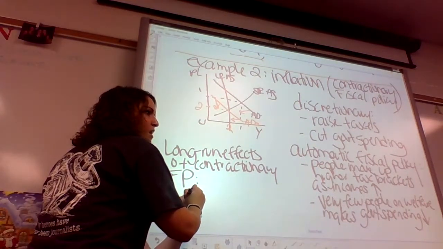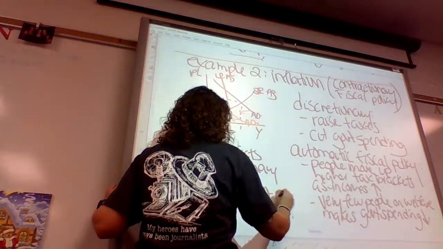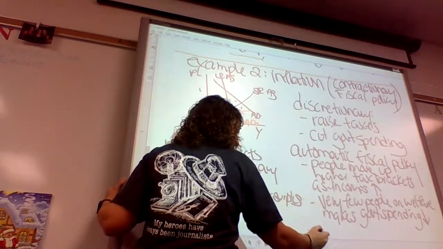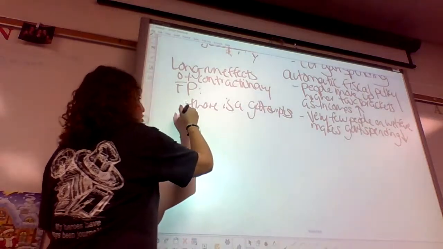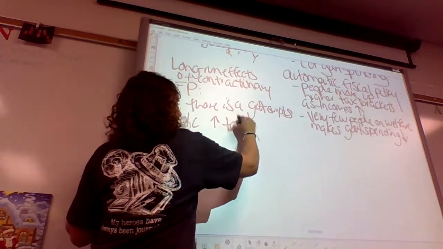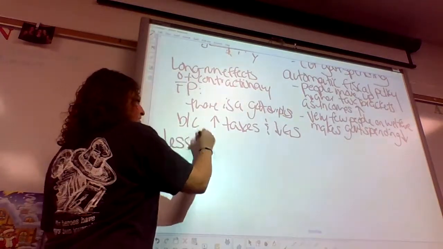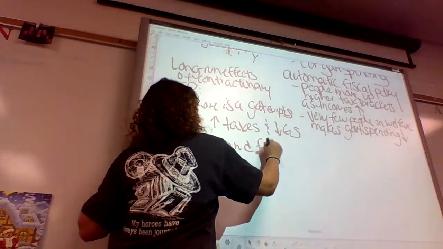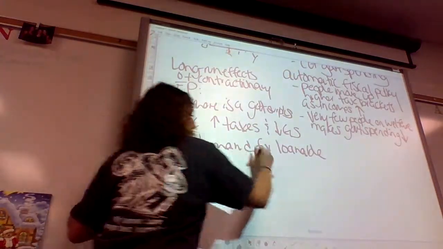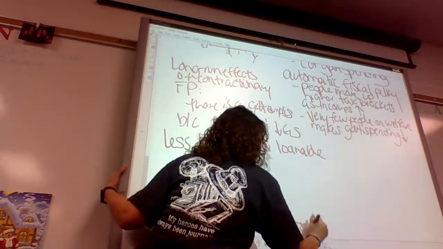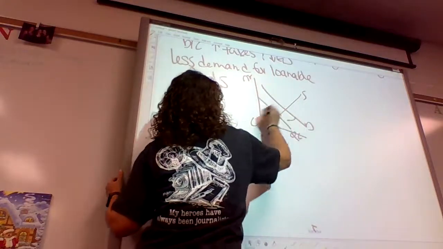There is a government surplus because of high taxes and low government spending. That means less demand for loanable funds. With less demand, interest rates go down.